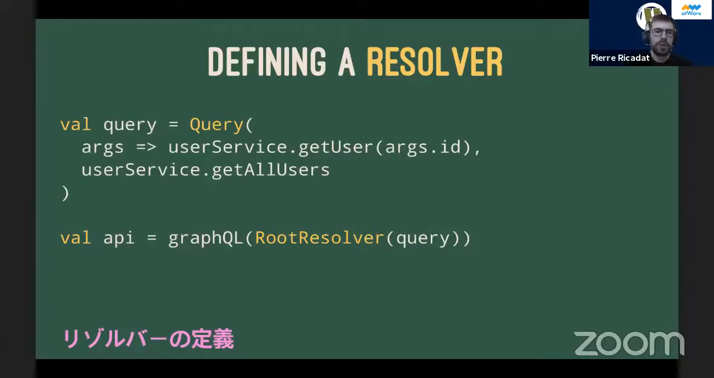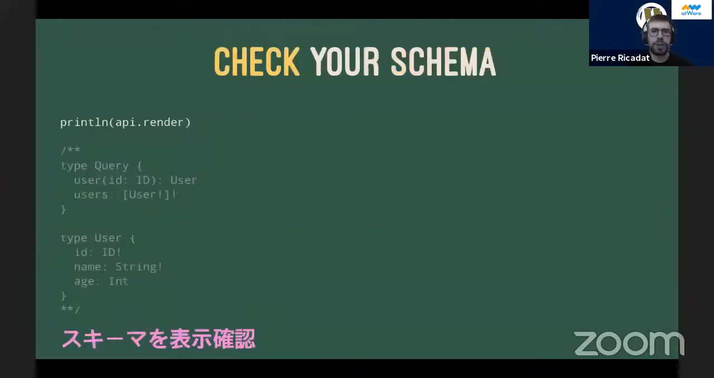So when you call GraphQL, as a response, you get an API object, a GraphQL API object. What can you do with this? First, if you call render, this function render returns a string that is your schema in the GraphQL format. So if you just print it, like in this example, you can confirm that the schema that was automatically generated from your case classes matches your expectation.